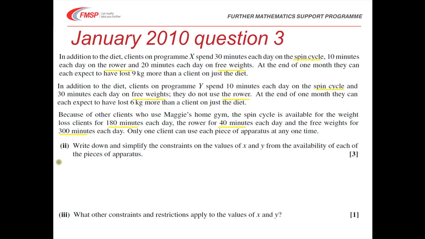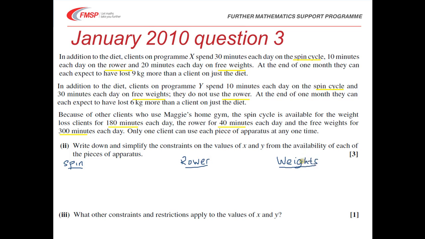So it says, write down and simplify the constraints on the values of X and Y from the availability of each piece of apparatus. So the spin, if we take the spin first of all, and then we've got the rower, so make sure you can identify each of the bits of apparatus, and then we've got the weights. So those are the three things that we're given information about. So let's just think about the spin cycle.